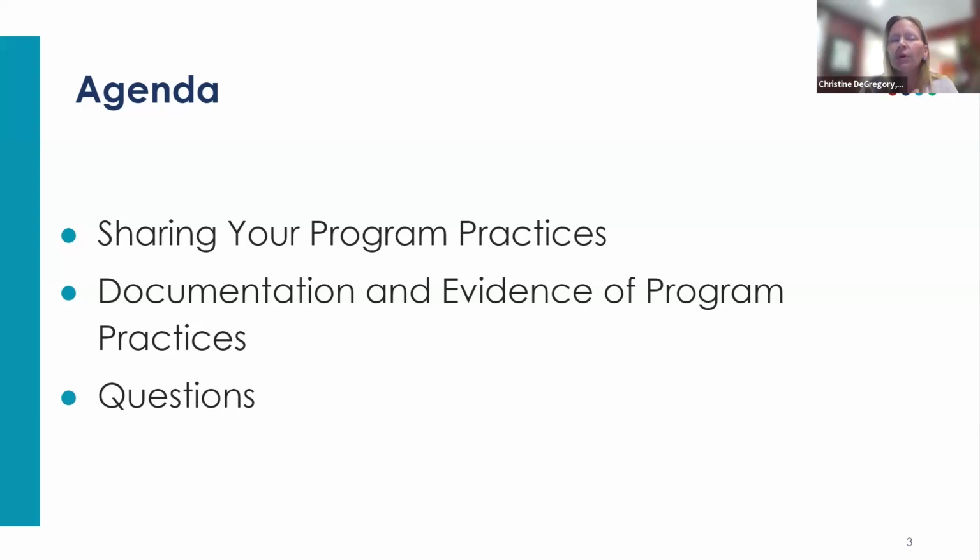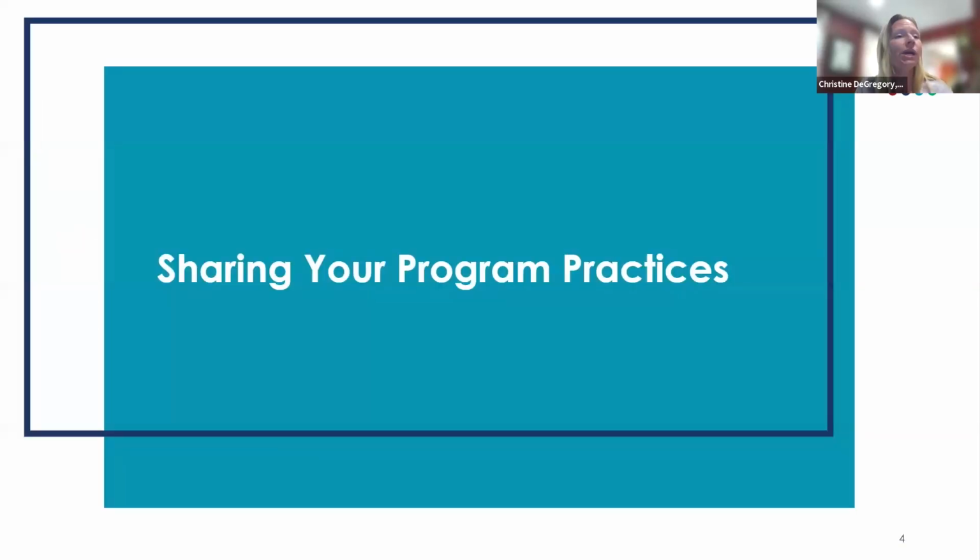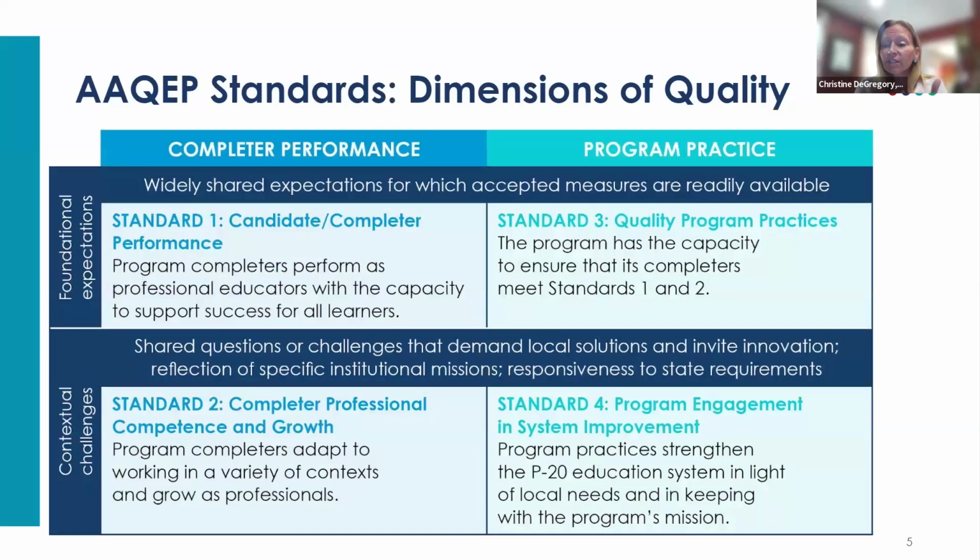We're really going to focus on how you're documenting the evidence of your program practices in your self-study to continue to effectively communicate your case for quality. So here we go. First, we're going to start with our expectations framework. We're going to look to the right-hand side of our foursquare where it says program practice, right? This is where we're going to delve in today in some very specific ways.